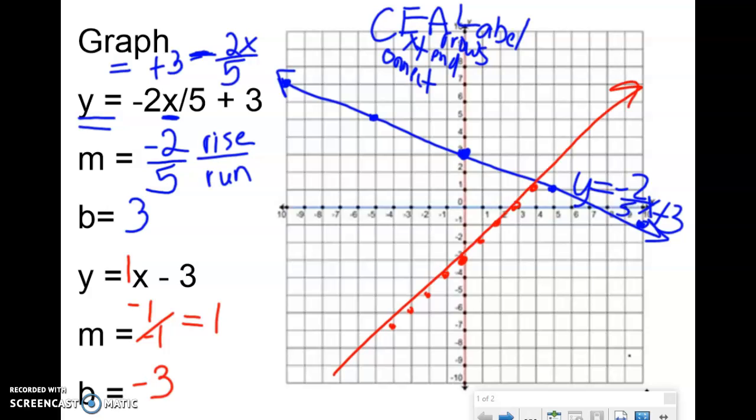We can put arrows on it to show that it goes on forever and ever, making sure you extended it to the ends of the graph, and then go back and label it y equals x minus 3, and you have sealed the deal, and you are done with that. Okay?